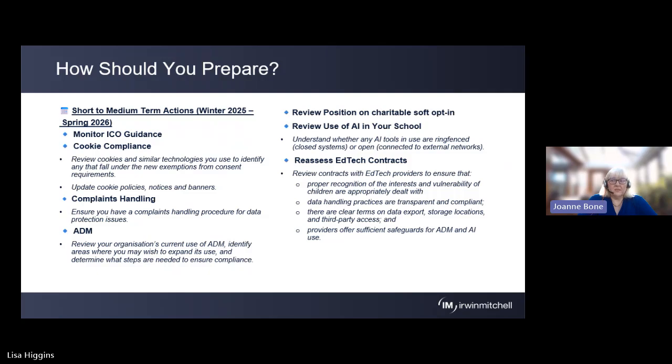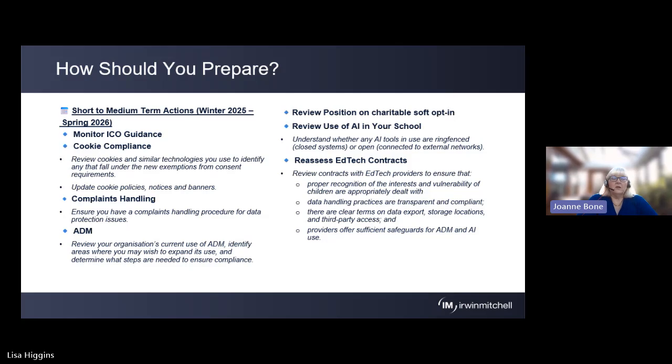I've just talked about automated decision making, but in terms of are you using ring fenced or closed? Do you know what AI is in all of your systems? Can you hand on heart say you know what you've got that's AI within school, and is it all compliant? And I think that obviously then leads to looking at EdTech contracts.